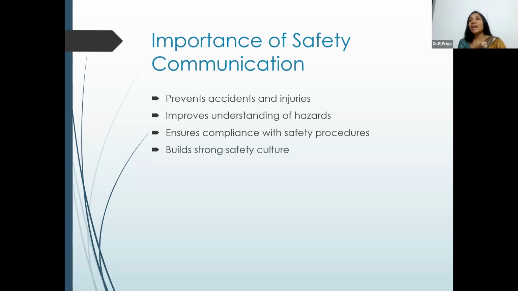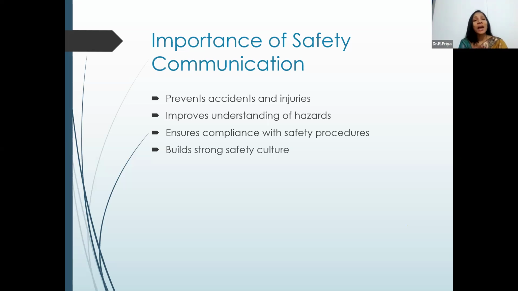Then, improve the understanding of hazards. That is important, because many hazards are not visible or obvious. So safety communications help engineers and workers recognize hidden or potential hazards, such as electrical risk, chemical exposure, or structural instability. For example, in construction projects, clearly communicating the danger zones near overhead work helps workers stay alert and avoid falling objects or cave-ins.